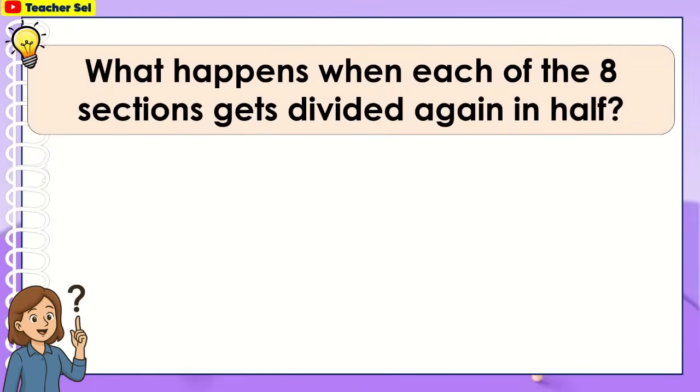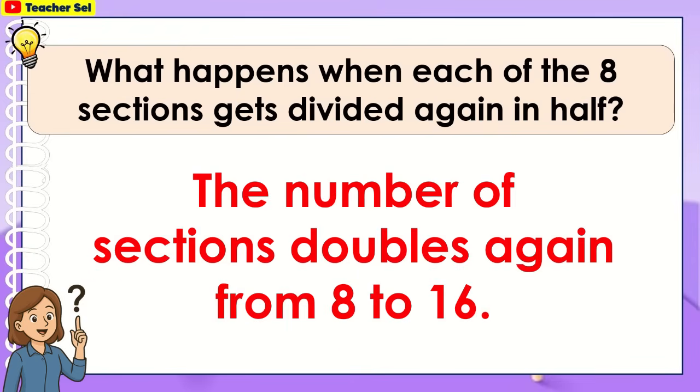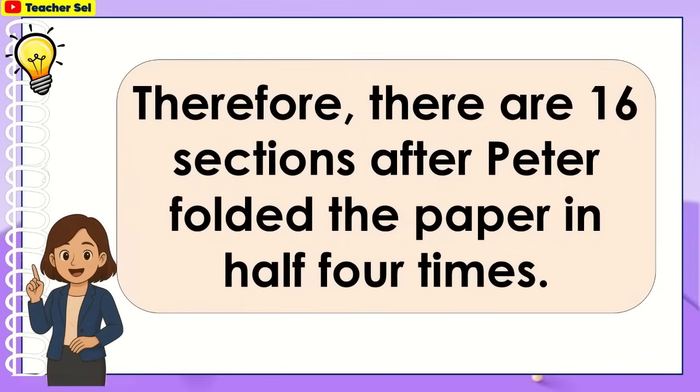What happens when each of the 8 sections gets divided again in half? The number of sections doubles again from 8 to 16. Therefore, there are 16 sections after Peter folded the paper in half 4 times.